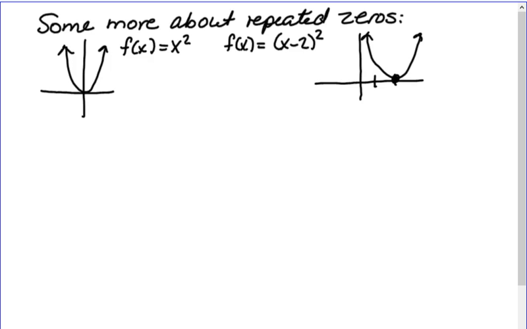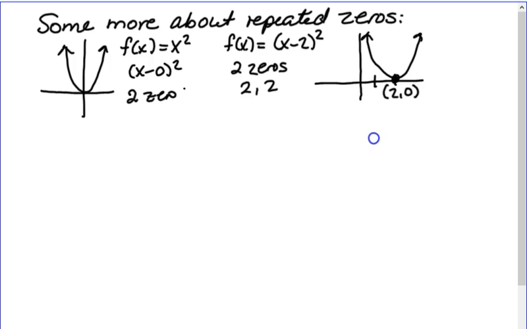So notice it has an x-intercept at 2. In other words, if I put 2 into the function, I would get 0 for y. When we have this, we say that this has 2 zeros, and they are both equal to 2 because it has 2 factors of x minus 2. It has 2 zeros, 2 real zeros, and they are both 2.